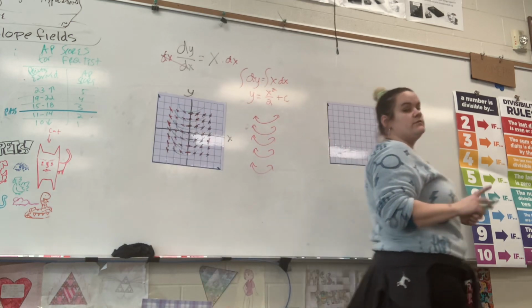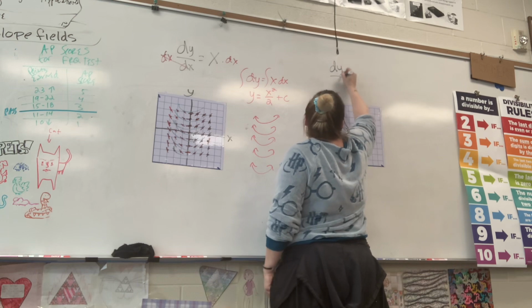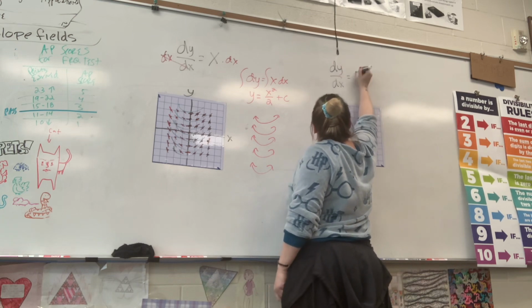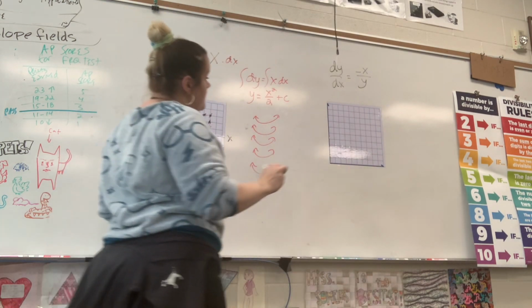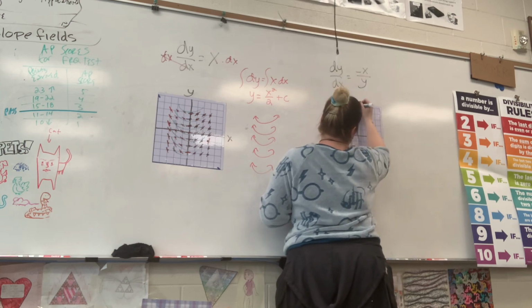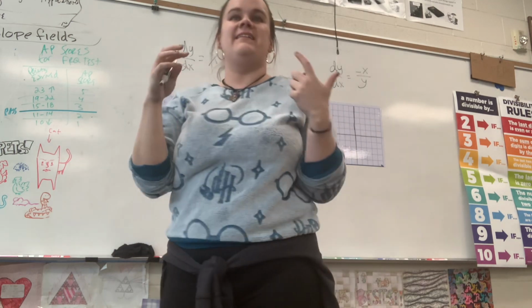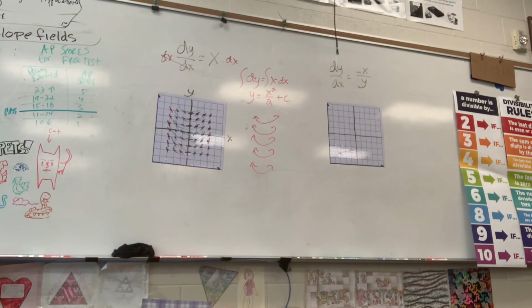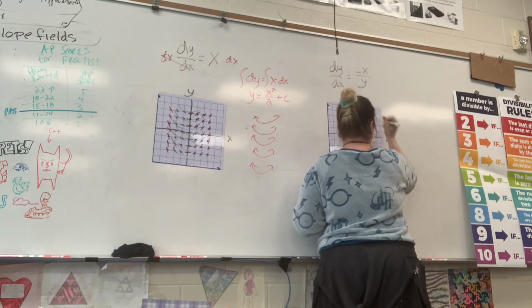We're going to try this one, and we're going to start together again. dy over dx equals negative x over y. I don't want you to solve anything yet. Now, to make it go a little faster, I like to start with the axes, and then I like to start somewhat on the diagonals. This one is going to take a little longer because the slope equation has an x and a y in it.